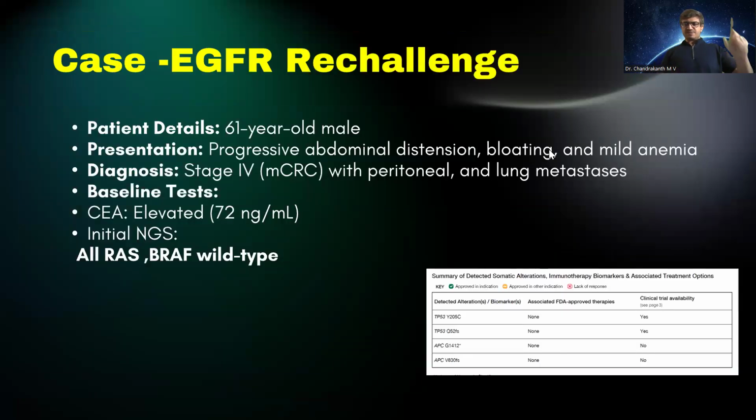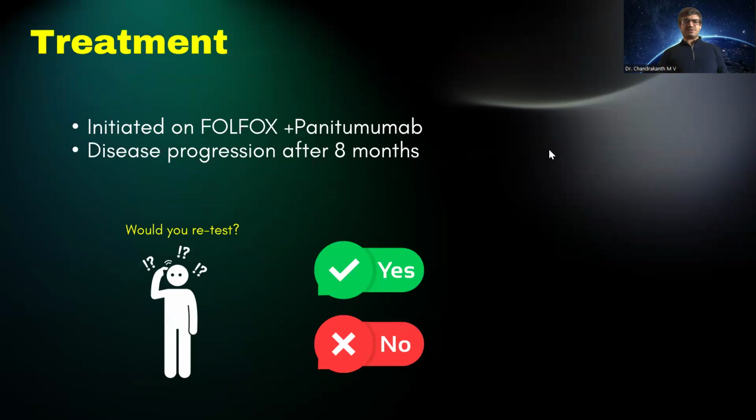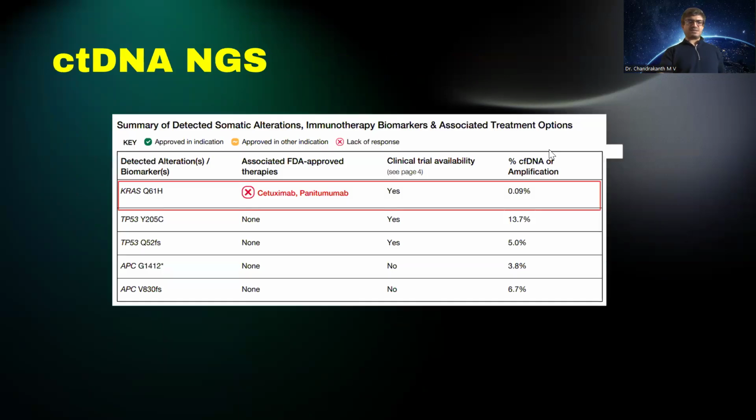This is about hyperselection. Now, re-challenge. Let's take an example of a 61-year-old gentleman with stage 4 metastatic colorectal cancer with lung and peritoneal mets. He is RAS BRAF wild type. This patient underwent FOLFOX panitumumab for 8 months, and then progressed. We did a liquid biopsy. The previous RAS wild type has now become RAS mutant. This is an acquired RAS mutation positive.